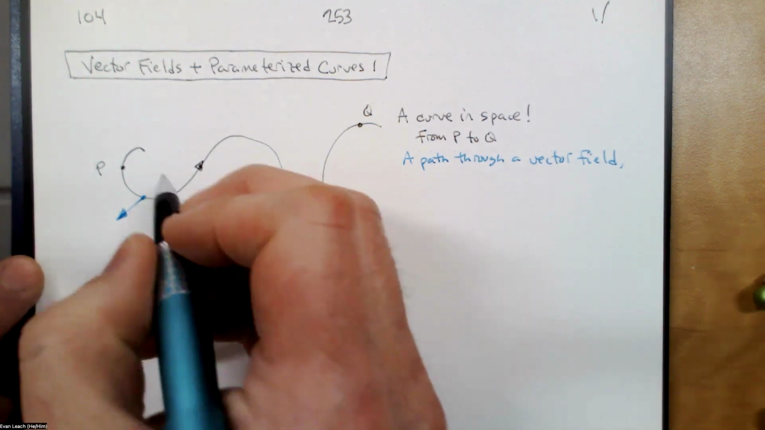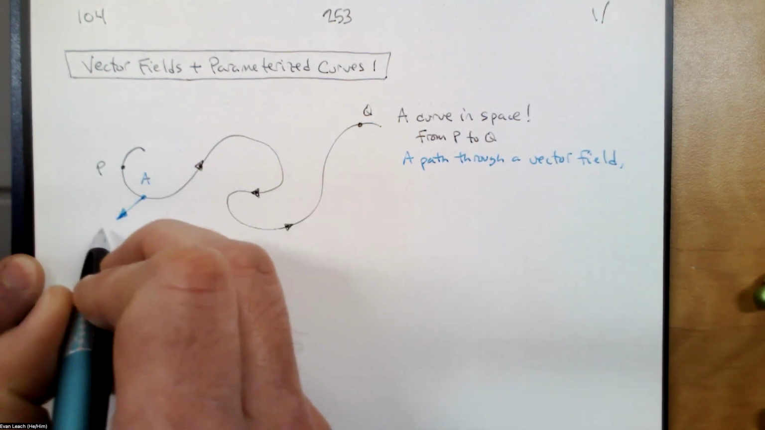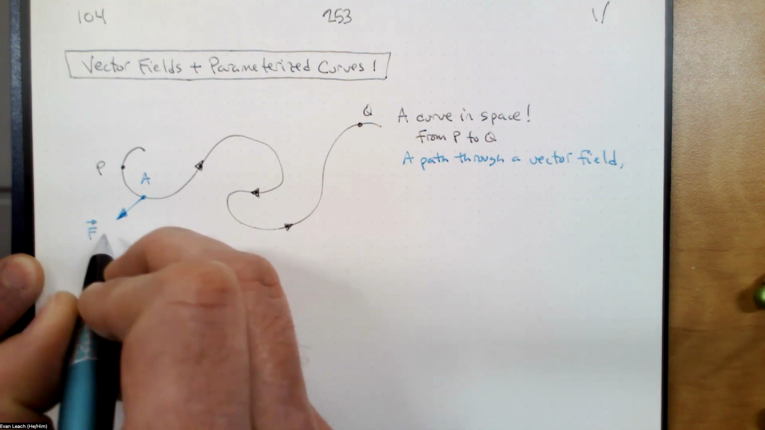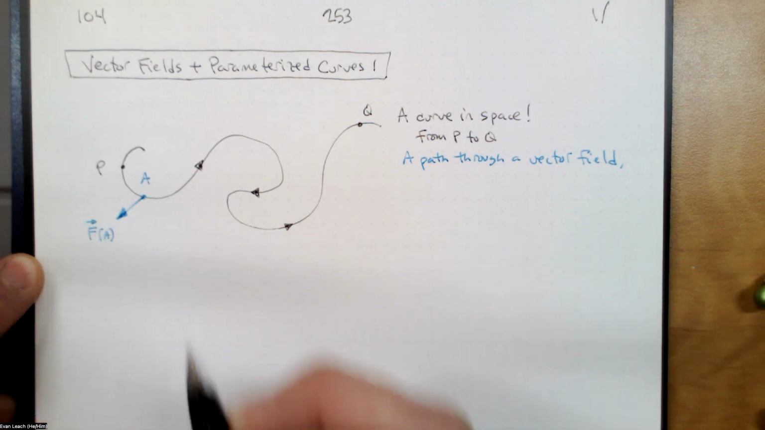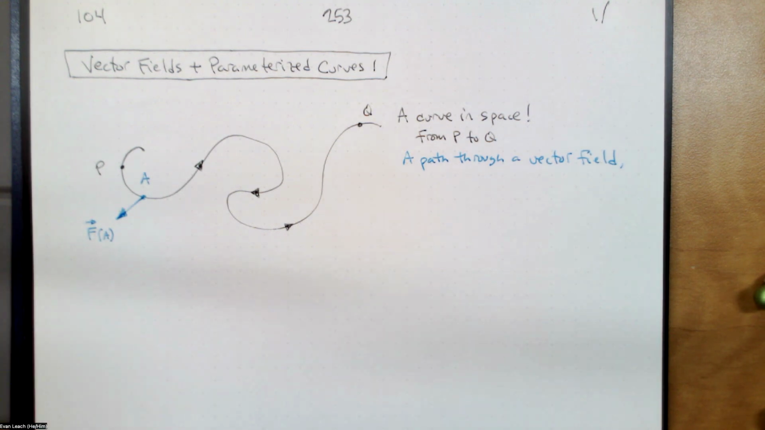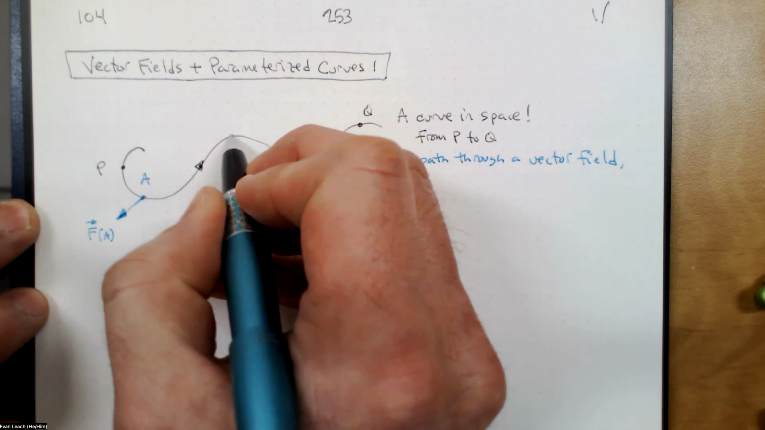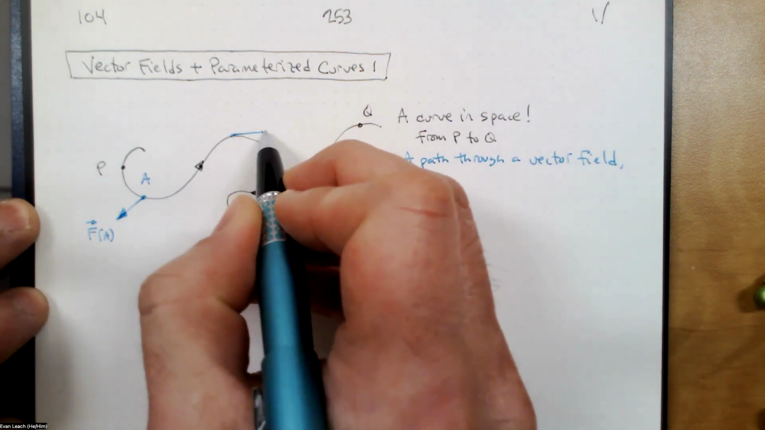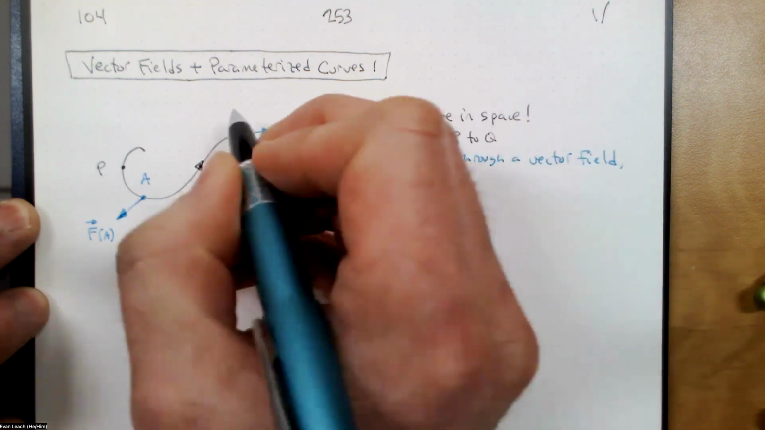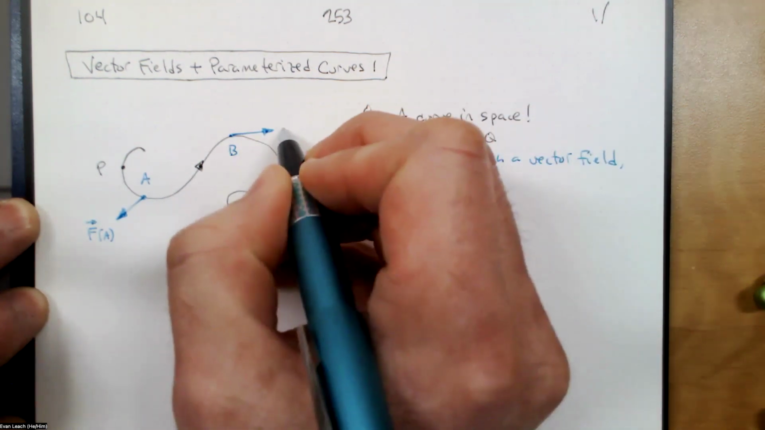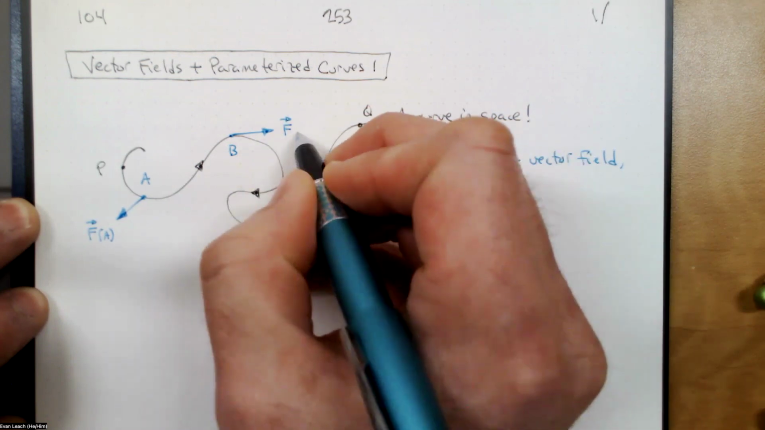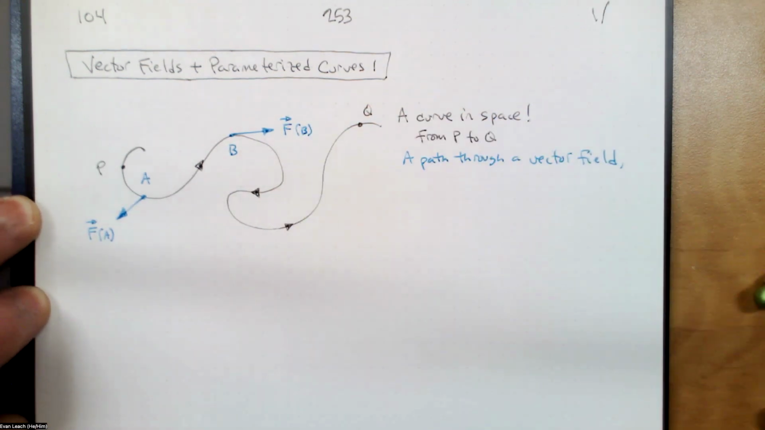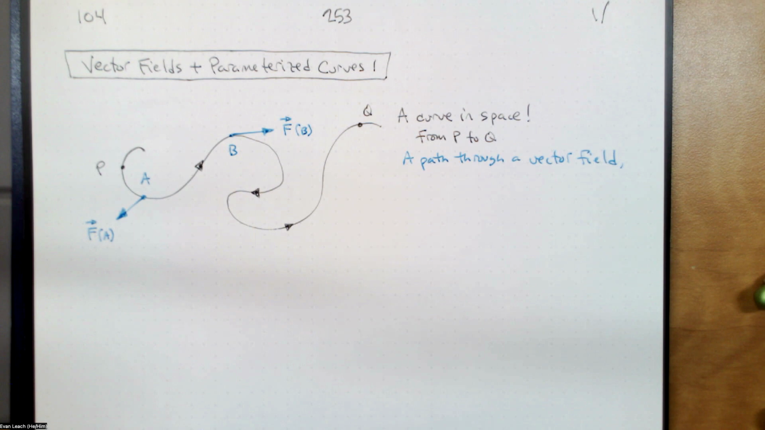So if this is point A, here's a vector field at point A. Maybe at some other point B, there's the vector field evaluated at point B. That's what a vector field does. At every point, we assign a vector. So at every point on this curve, there is some vector.